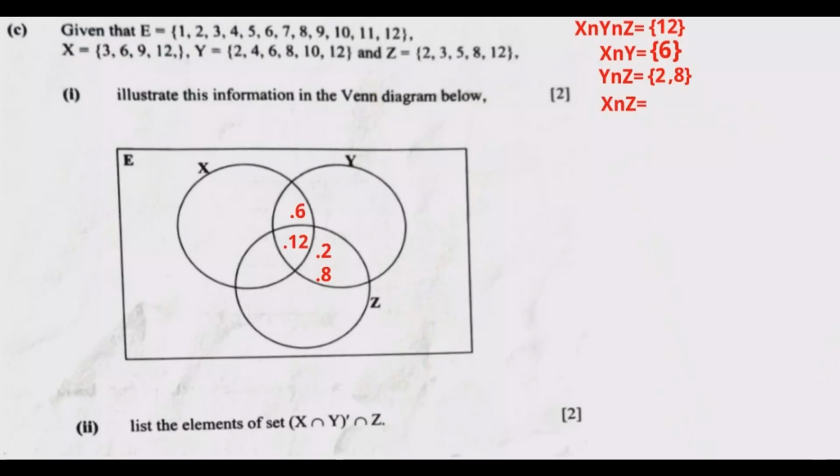The next is intersection. We look at x intersection z. Please, before I go any further, if I'm very fast, you can let me know in the comment section. If you are confused, you can still ask.